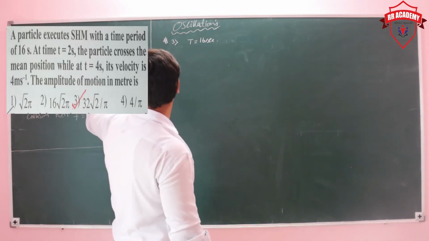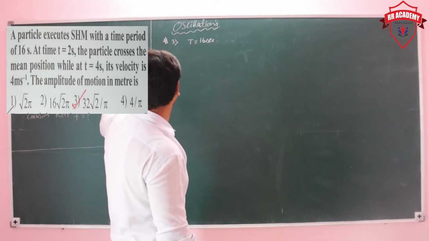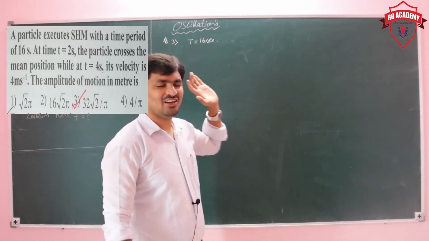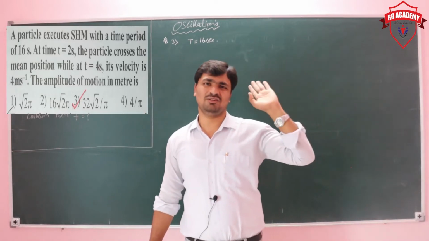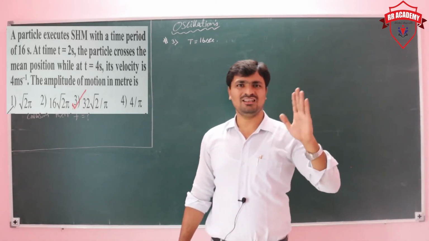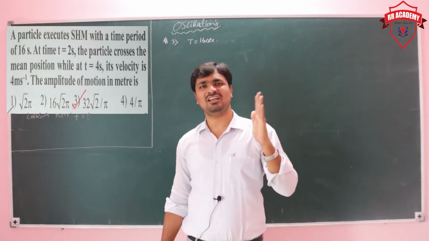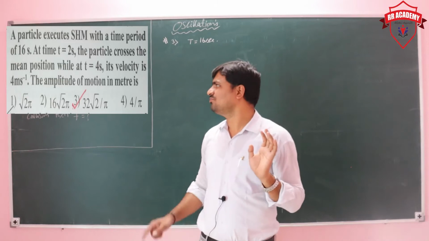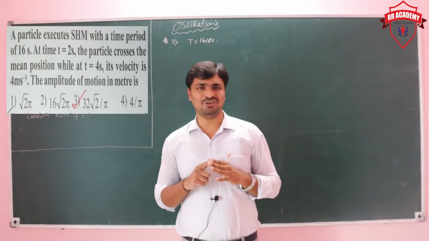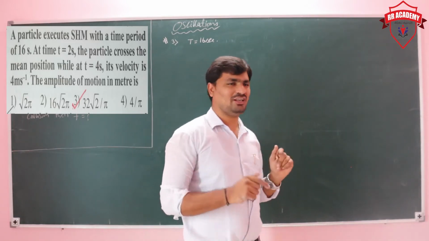At t equal to 2 seconds, the particle is at mean position, while at t equal to 4 seconds, the velocity of the particle is 4 meter per second. What is the amplitude of the motion?